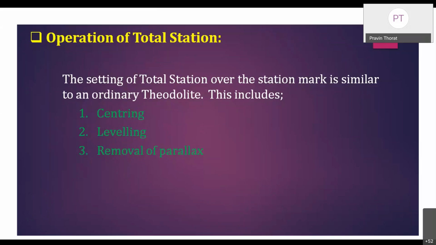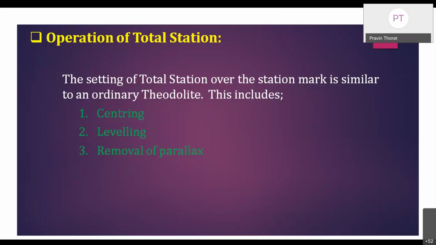Total stations are controlled with entries made either through their built-in keyboards or through the keyboards of handheld data collectors. Details for operating each individual total station vary somewhat and therefore are not described. The accuracy achieved with the total station mainly depends upon the operator's procedure of carefully centering and leveling the instrument. So we have to perform these 3 actions very carefully for accurate survey work.